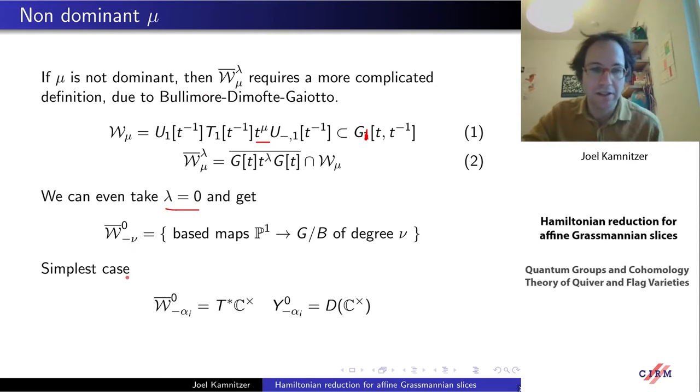So the simplest case of this space of based maps, which I'll need later in the talk, so I'll mention it here, is when this nu is simply a single simple root. And in this case, we get just the cotangent bundle of C star. And as its quantization, we get just the differential operators on C star.